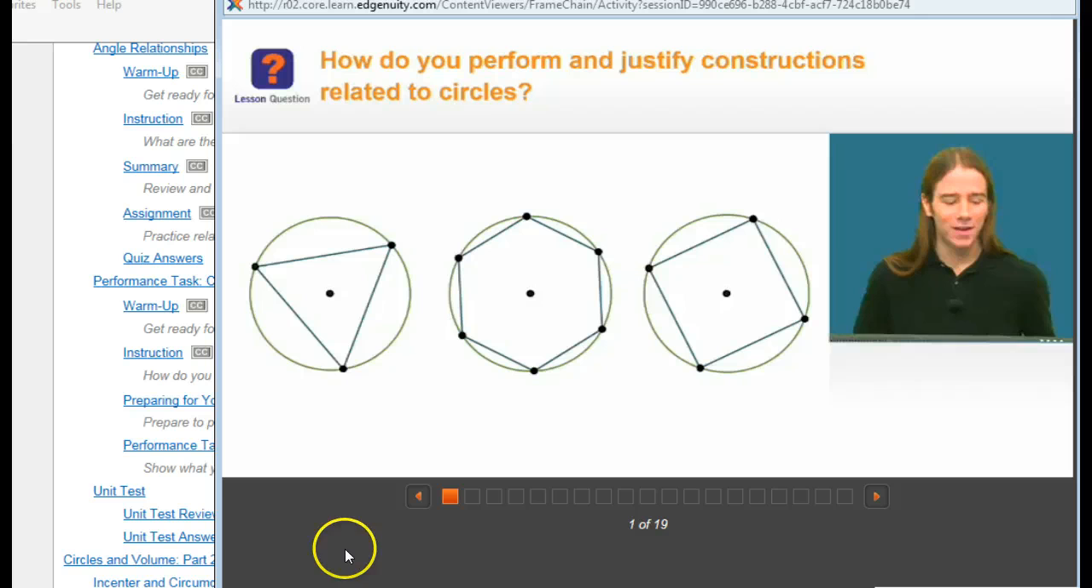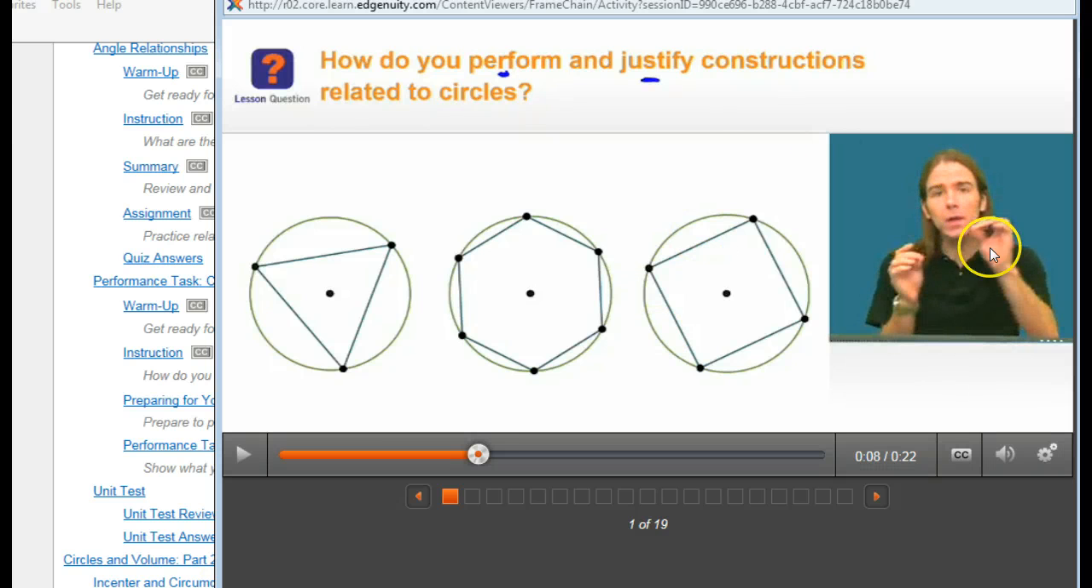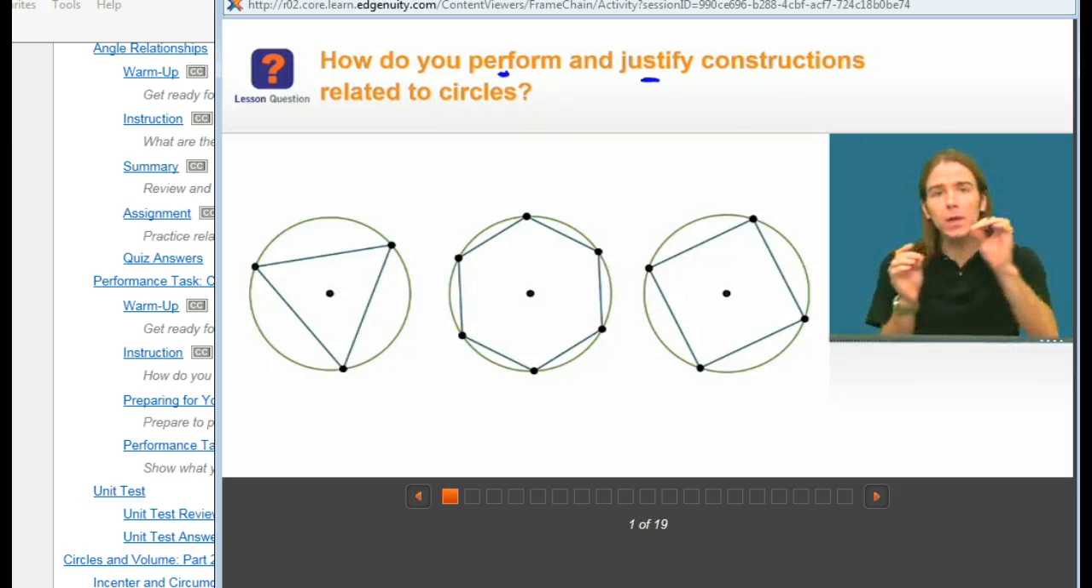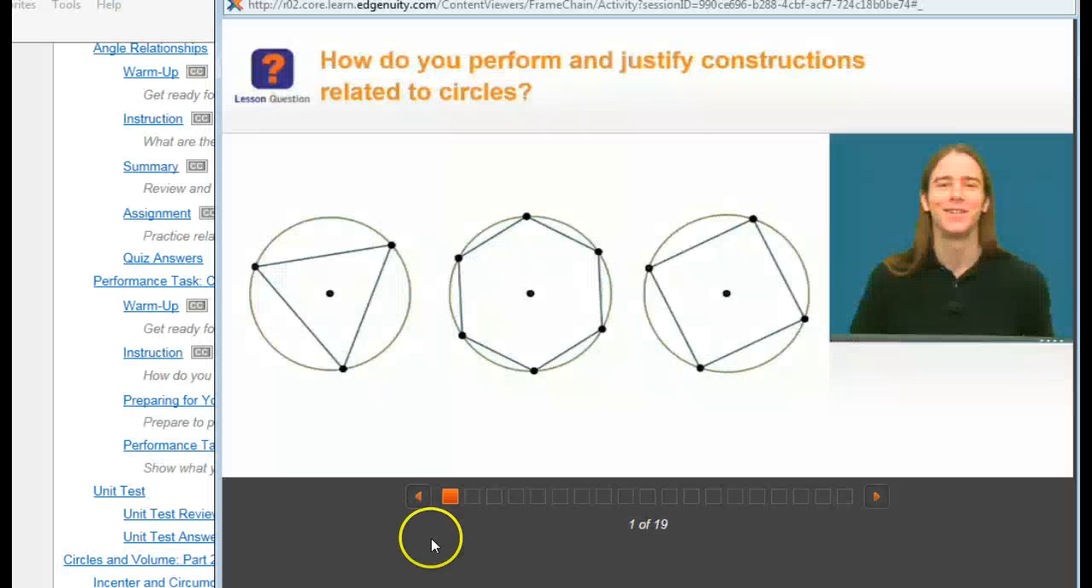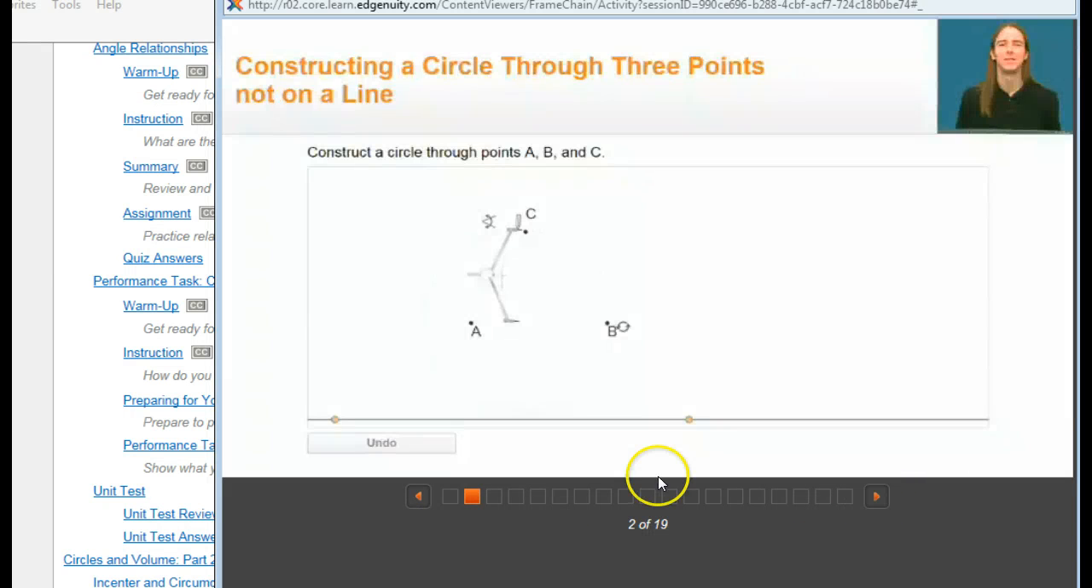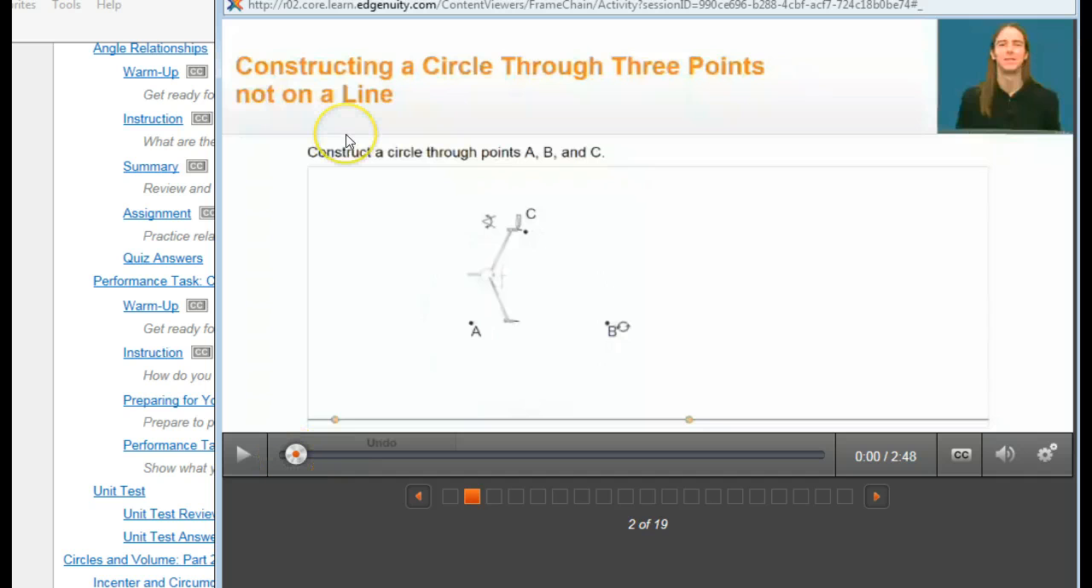Our lesson question is, how do you perform? Alright, this helpful guy pops up telling you how to do stuff. I'm going to skip ahead, of course. Okay, so still on part 1 here. Your first construction is you're supposed to construct a circle through 3 points, not on a line. So, let's look for that. Alright, I'm just going to skip to the next little video here. Oh look, constructing a circle through 3 points not on a line. I'm going to show you how to construct a circle through 3 points that are not on a line. Yeah, that's what I just said.